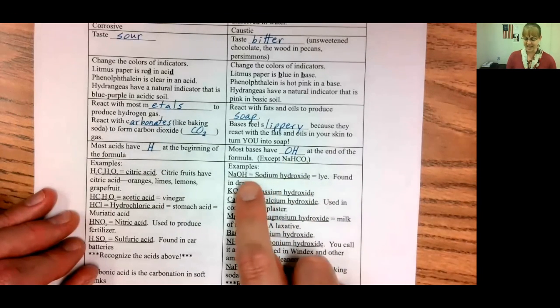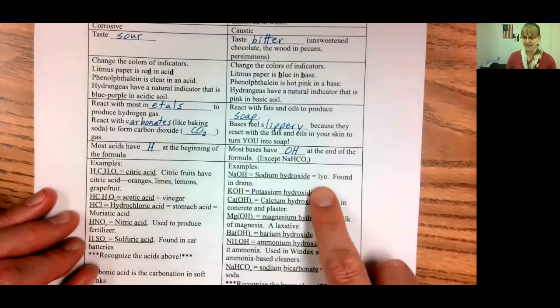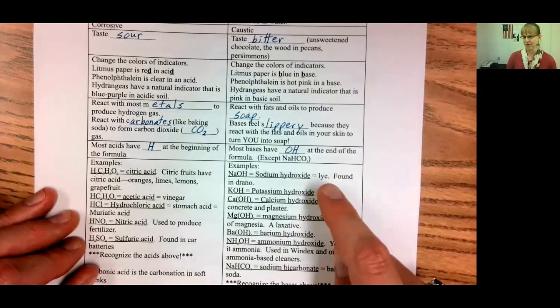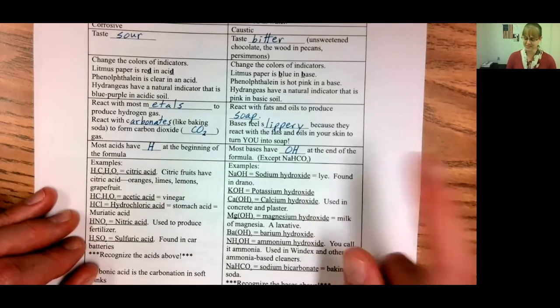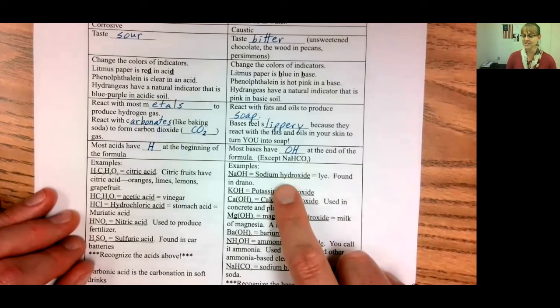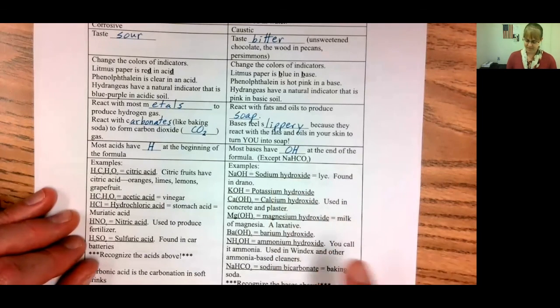Sodium hydroxide has OH at the end, so sodium hydroxide is a base. It is actually lye. If you've heard of lye soap, which is a harsh soap made by your grandparents, well, probably your great-great-grandparents, but that is lye. Sodium hydroxide is the main ingredient in Drano.